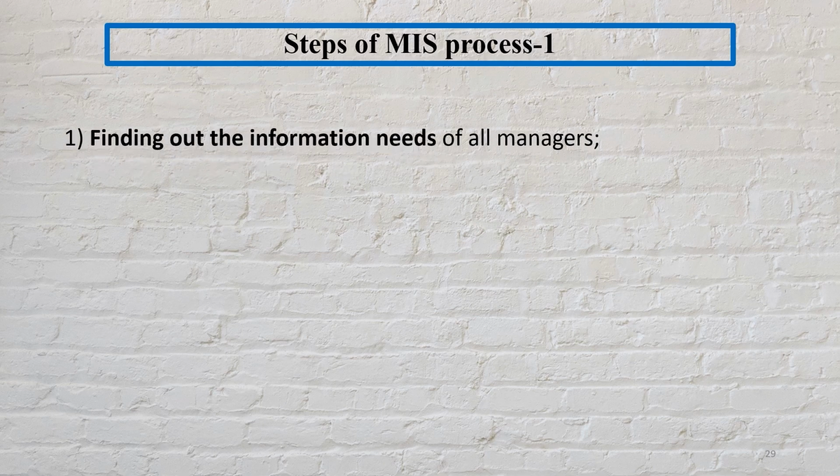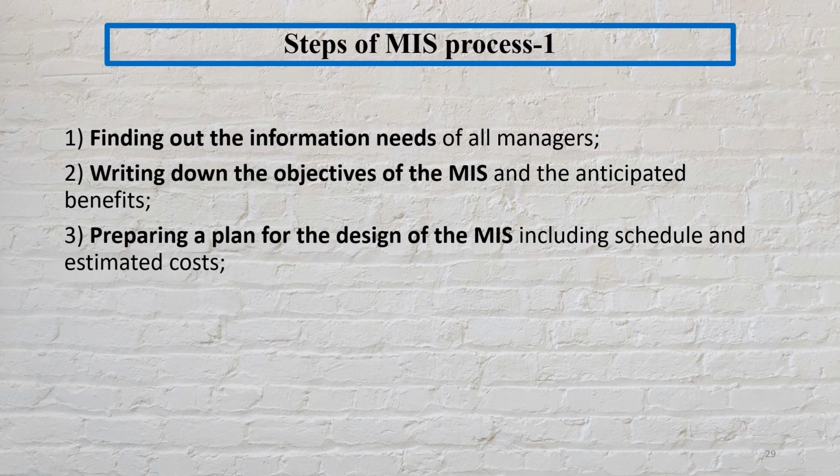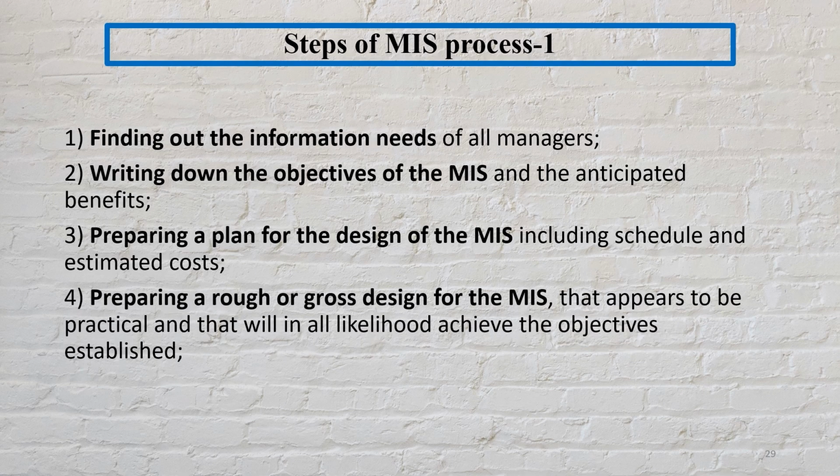Step 1 is finding out the information needs of all managers. The second step is writing down the objectives of the MIS and the anticipated benefits. The third one is preparing a plan for the design of the MIS, including schedule and estimated costs. The fourth one is preparing a rough or gross design for the MIS that appears to be practical and that will in all likelihood achieve the objectives established.